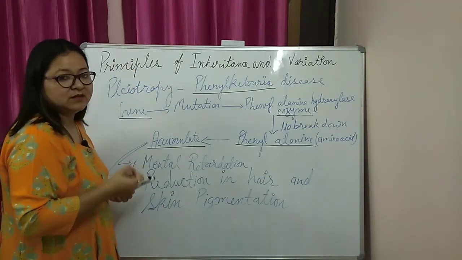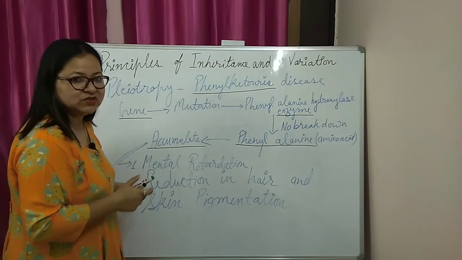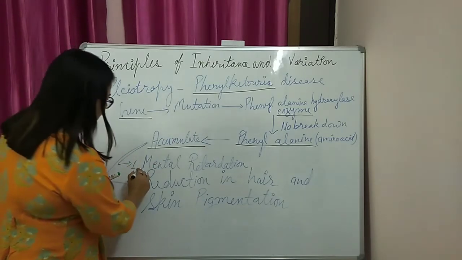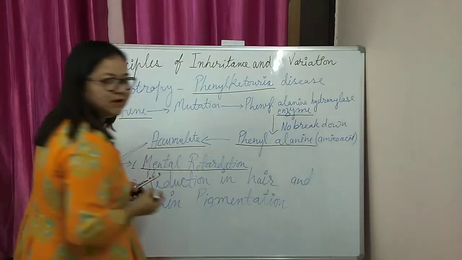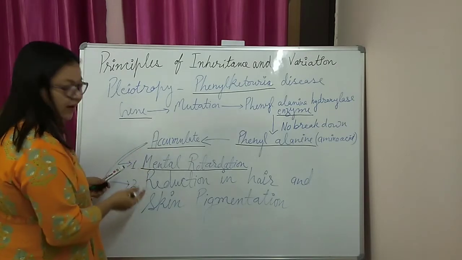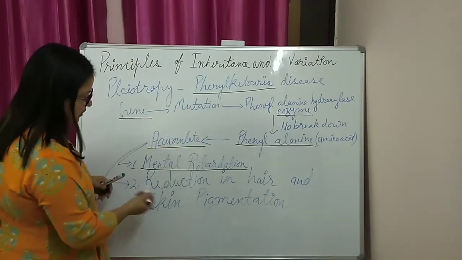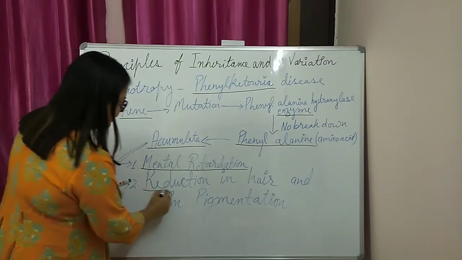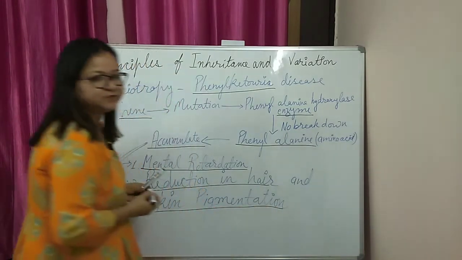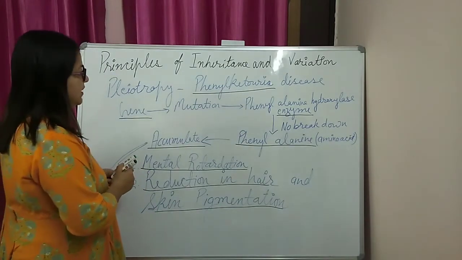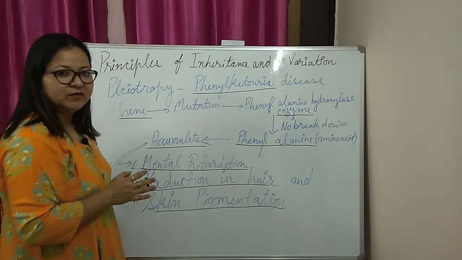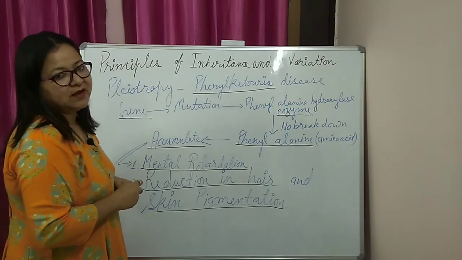Now, what will be the result of this defective gene? Here we have two different phenotypes. Number one, mental retardation will take place in that individual. Second, the gene also affects that metabolic pathway, which is also responsible for pigmentation, and there will be a reduction in hair and skin pigmentation. So this is an example of pleiotropy. A single gene may affect more than one phenotypic expression.